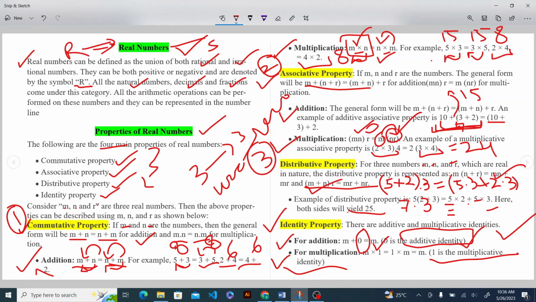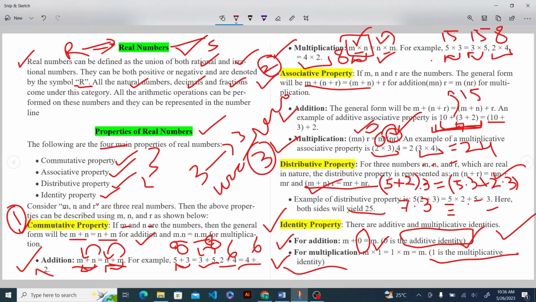When the identity is maintained for addition or multiplication, it is called the identity property for addition or the identity property for multiplication, respective to what you are doing, if you are adding 0 or you are multiplying a value with 1. So this is the identity property.